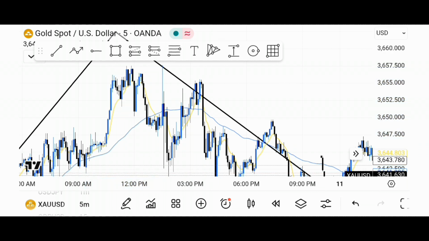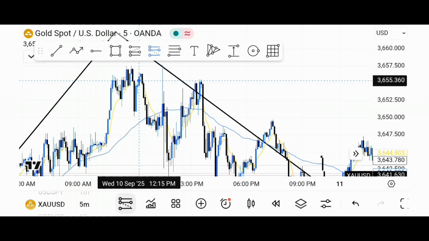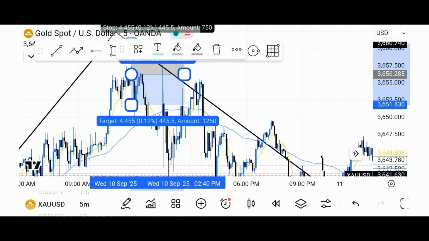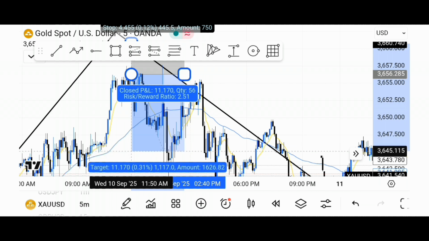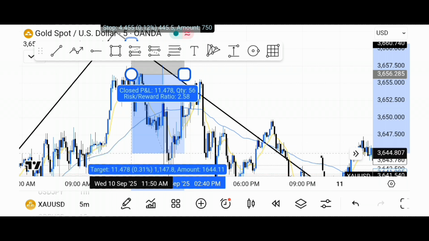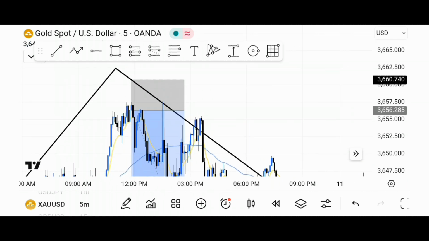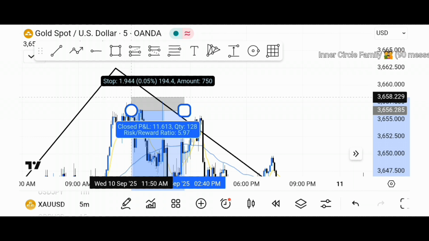So if you put your entry here, because there's another block here, you need to put your entry here. Okay, then we're targeting something like 3. Let's reduce our stop loss, although the market is going to take us out if our stop loss is very tiny.